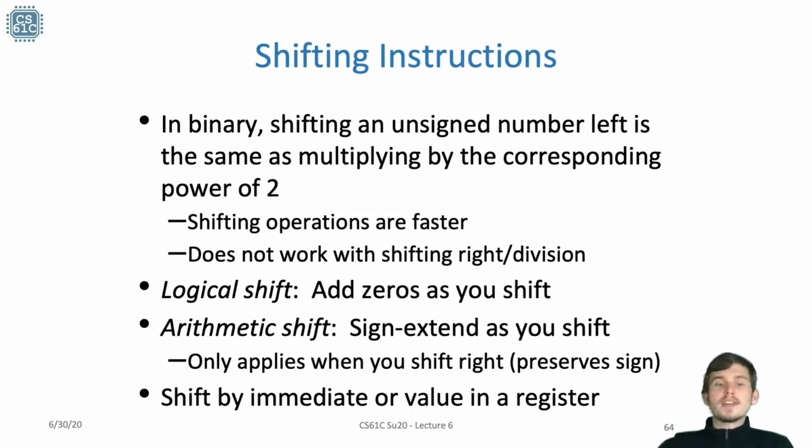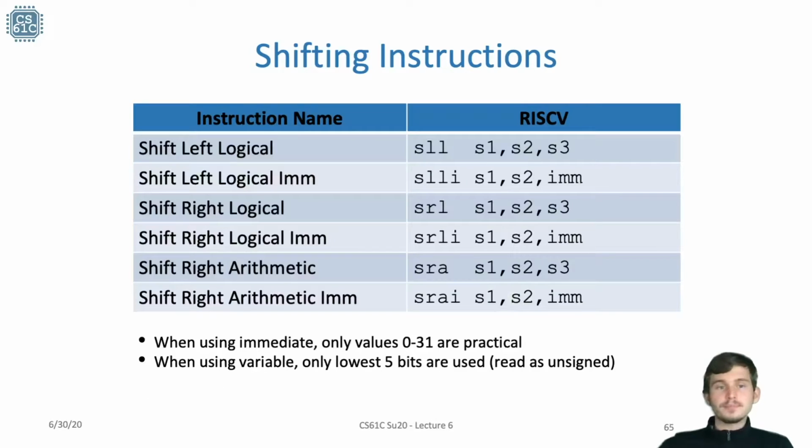When we shift, we can either use an immediate value or a value in a register to tell us how many bits we want to shift by. Here are the different instructions that RISC-V supports for shifting. We have the left and right logical shifts, and we also have right arithmetic shifting. Once again, the logical shifts will fill in those bits that just got shifted with zeros, as opposed to the arithmetic shift, which will fill in those bits with whatever the sign bit was. For all these operations, it only uses the lowest 5 bits, so you really should only be using the values from 0 to 31 when you're doing shift operations.